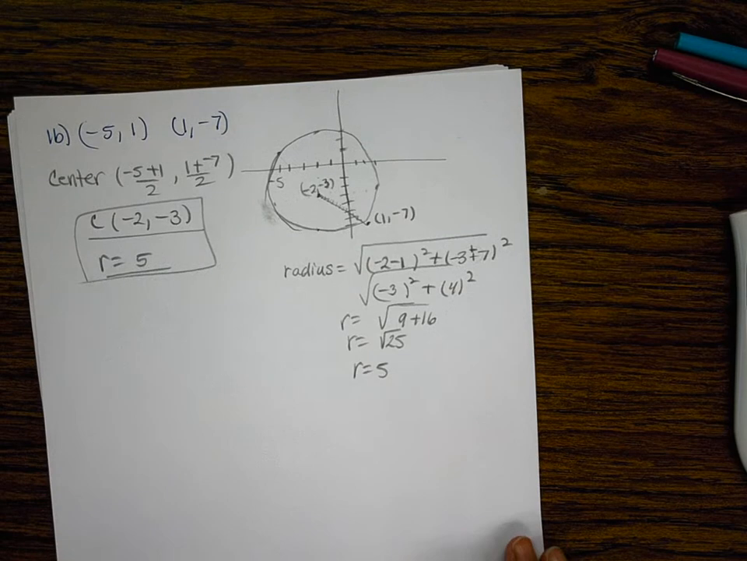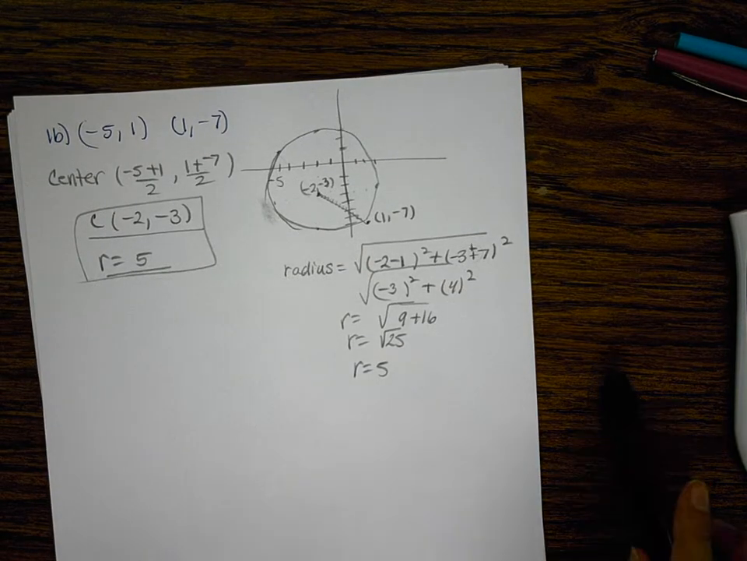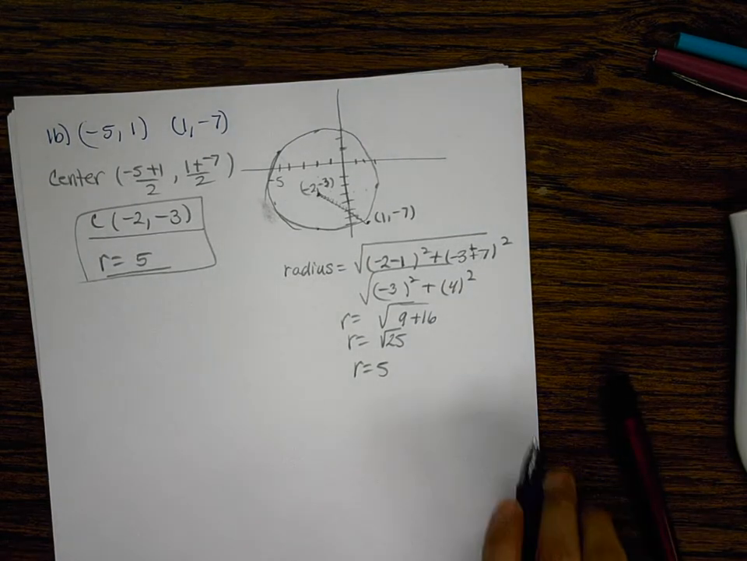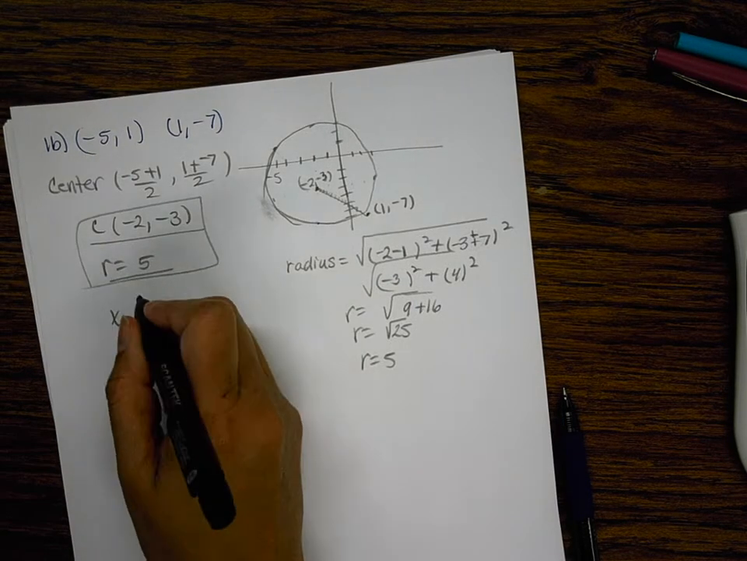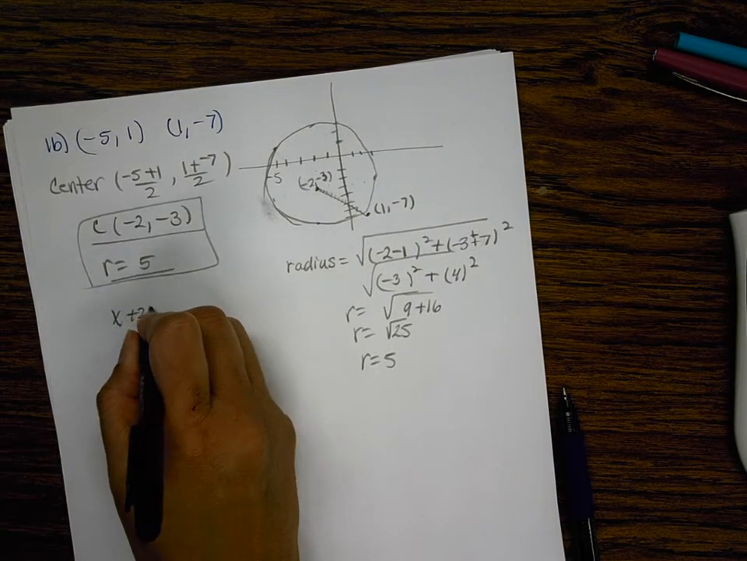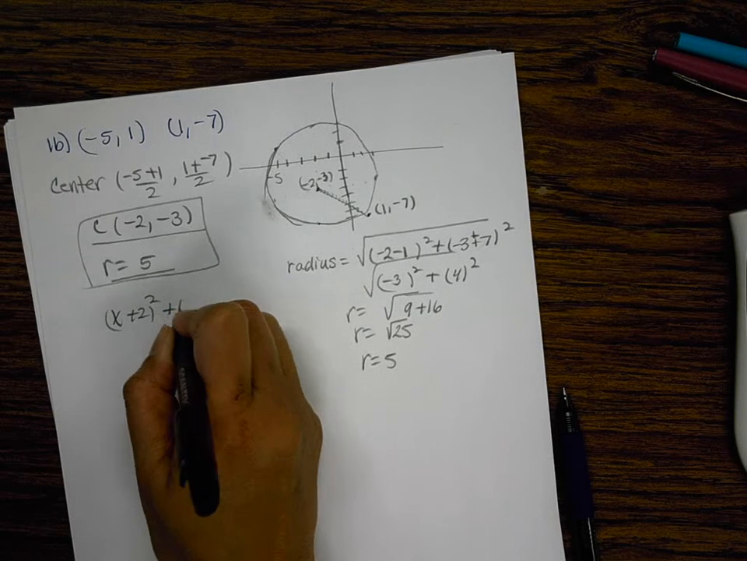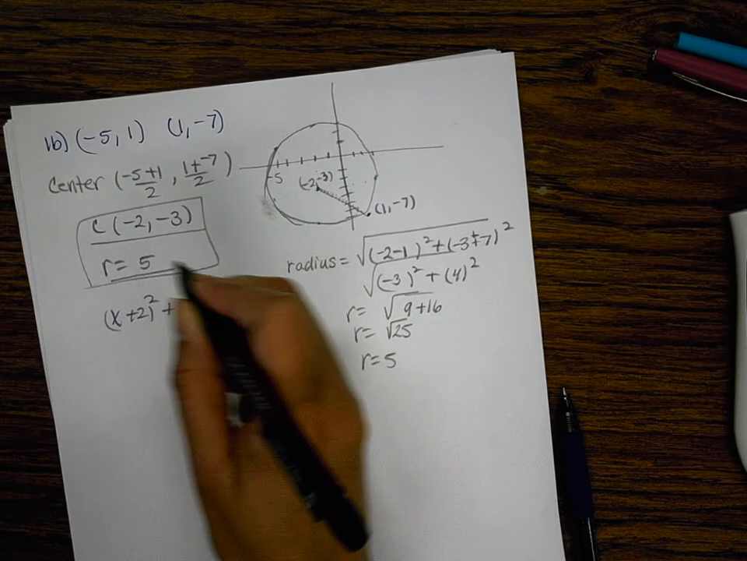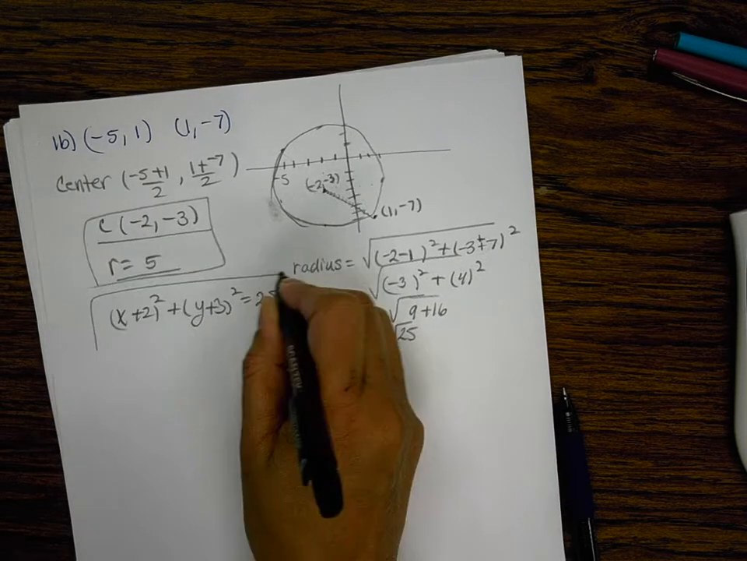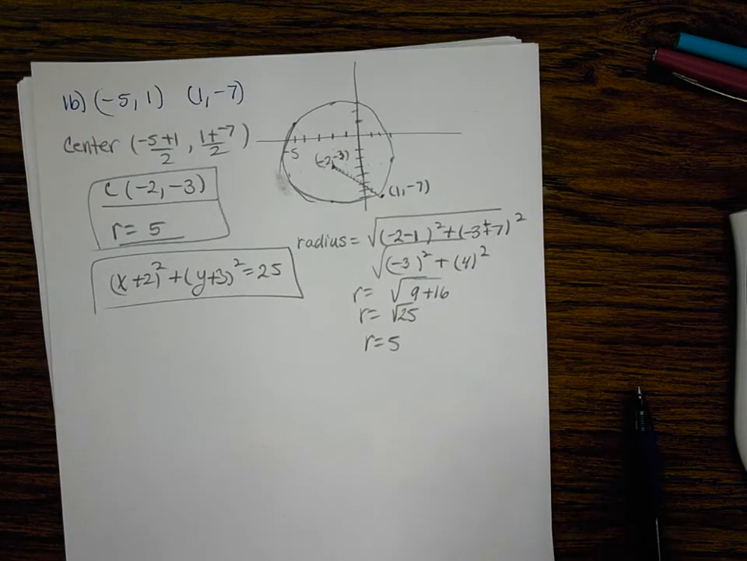Center is -2, -3, and the radius is 5. The equation: x minus -2, so x plus 2, quantity squared, plus y minus -3, so y plus 3, quantity squared, equals r squared, so that's 25. There's the equation of your circle.